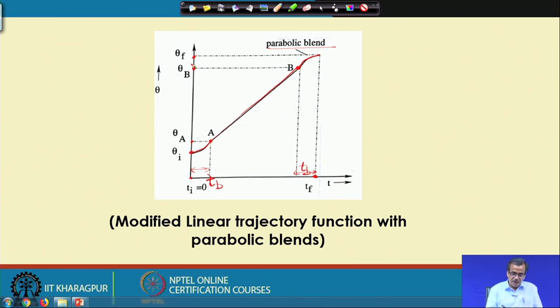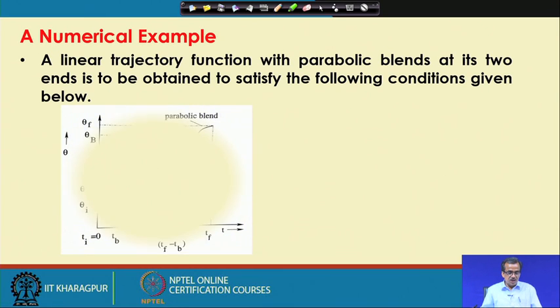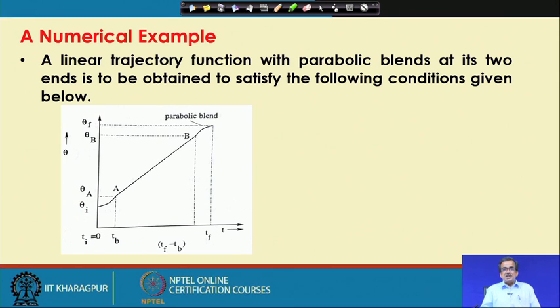So, we use this parabolic blend at the two ends, as I told, just to avoid the infinite acceleration and deceleration. This is the modified linear trajectory function which is generally used, and we do not use the pure linear trajectory function. The reason behind that I have already explained. Now, I am going to solve one numerical example based on this type of linear trajectory function with parabolic blend.